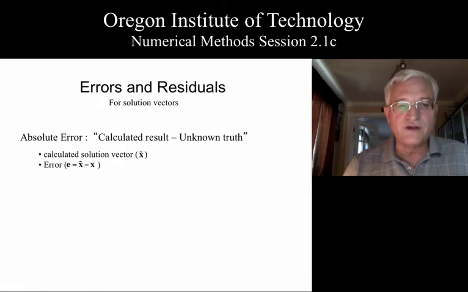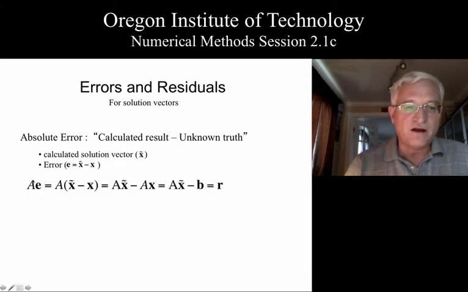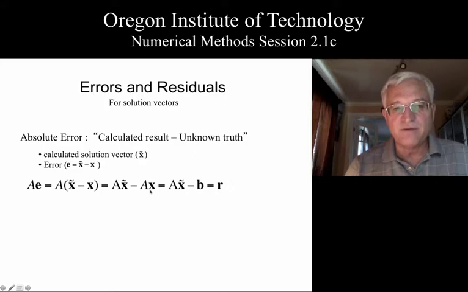We're going to introduce a concept called a residual. Let's suppose we take our known matrix A and multiply it by this unknown error vector. Well, what does our matrix algebra allow us to do? We can substitute E for what it is, x tilde, the calculated result minus the truth, and we can distribute A through that difference and look at each piece separately. Well, x tilde is known and A is known, so I can do that multiplication.